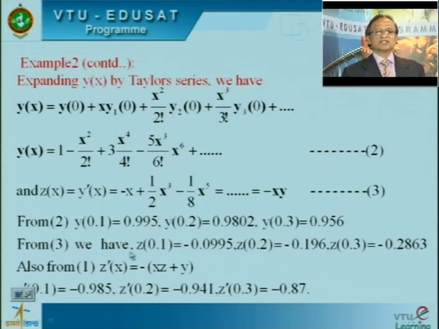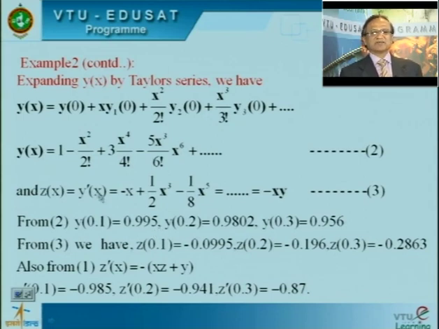From equation 2, now I want to obtain y at point 1. You know this series. In this series, wherever x is there, replace x by 0.1. So, y of 0.1 is equal to 1 minus 0.1 square divided by 2 factorial plus 3 times of 0.1 to the power 4 divided by 4 factorial and so on. When we simplify, I hope we will get 0.995.